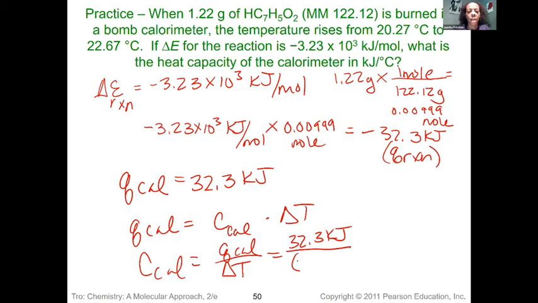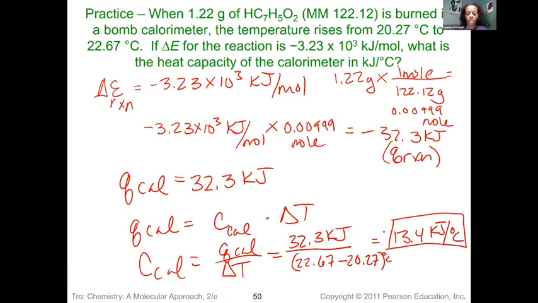we know that the final is 22.67 minus the initial of 20.27. And so that'll give us 32.3 divided by 22.67 minus 20.27. I'm just placing that in parentheses. And what I end up getting is 13.4 kilojoules per degrees Celsius, because these are Celsiuses. And that would represent the heat capacity of that object, that calorimeter.